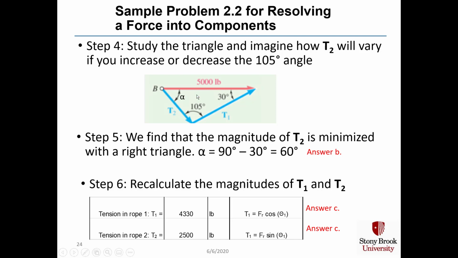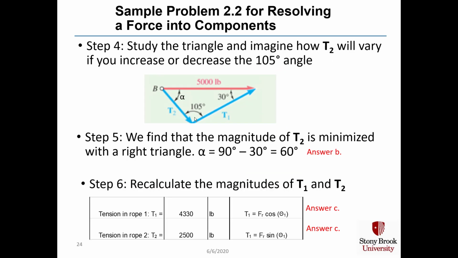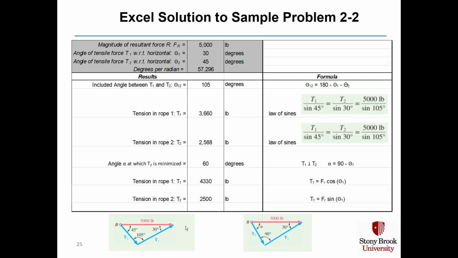Our 30-degree angle, of course, was fixed. And this angle right here becomes a right triangle. And when we recalculate the magnitudes of T1 and T2, we find that the tension in the rope T1 becomes 4330, T2 is 2500, and before T2 was 2590, but when we decrease the angle here to 90 degrees, T2 came down to 2,500 pounds, which is its minimum amount. Here's an Excel solution showing how we work through all of these numbers.